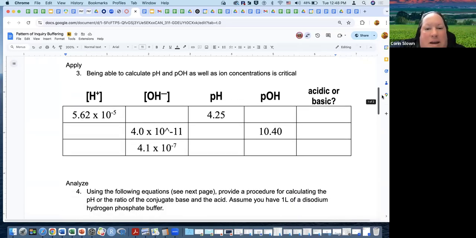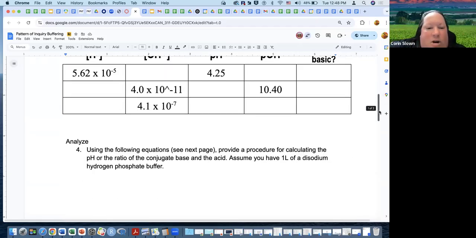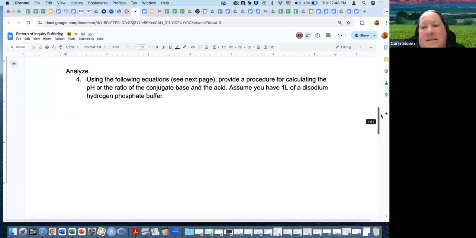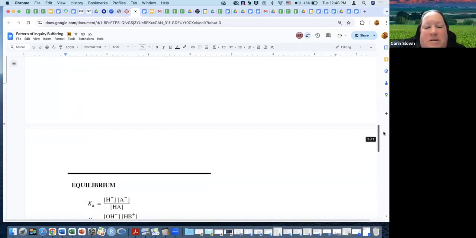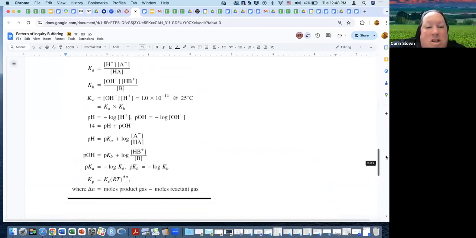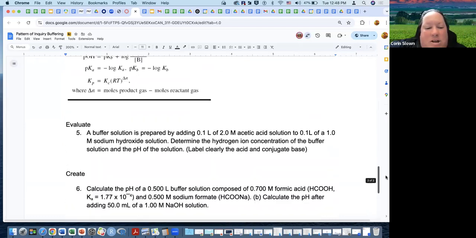components. And then it's useful for you to do some calculation practice. So I've got practice for calculating pH and pOH, and then determining whether something's acidic or basic. And then we've got some equations that are going to help you to calculate the pH, the ratio of the conjugate base. And we're going to have you work with disodium hydrogen phosphate buffer. It's a very common buffer. So I've given you all of the equations that you need to be able to do that calculation.